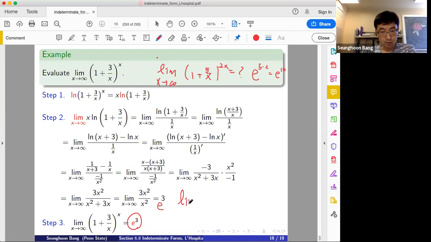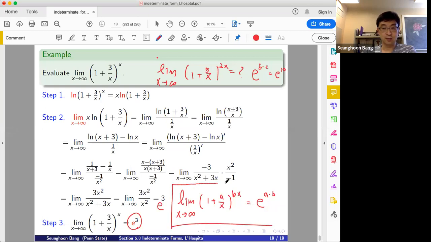The limit as x approaches positive infinity of 1 plus a over x to the power bx. What is the answer? e to the power a times b. We have this rule, like this. So one more.